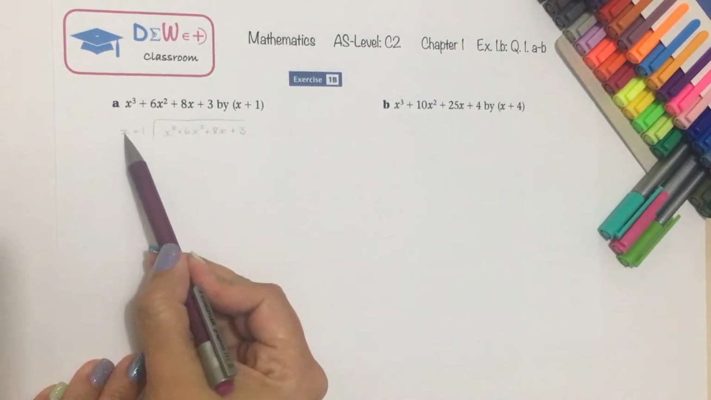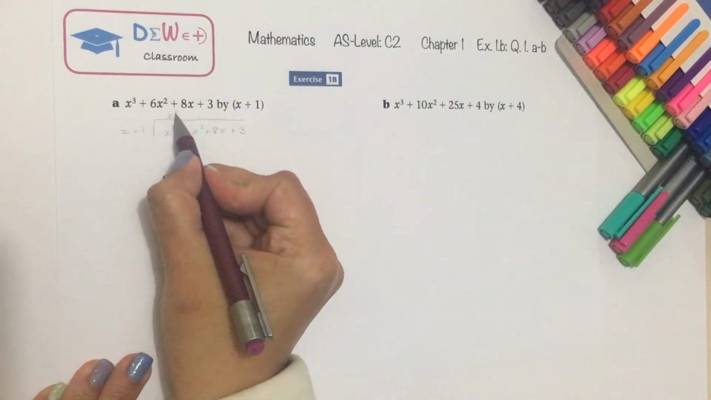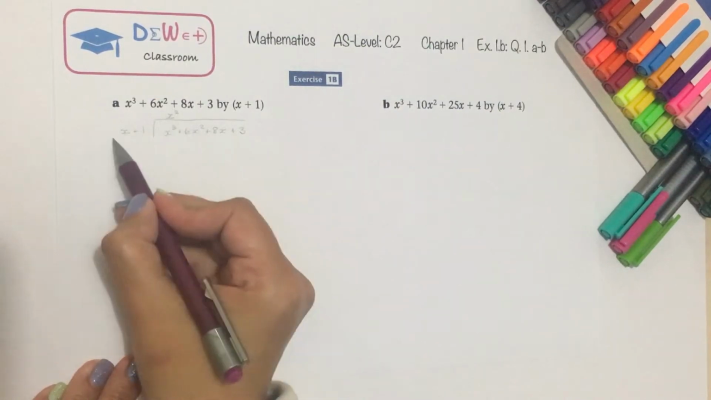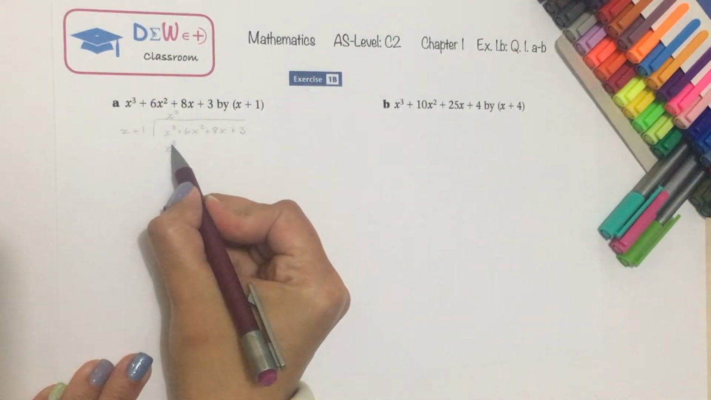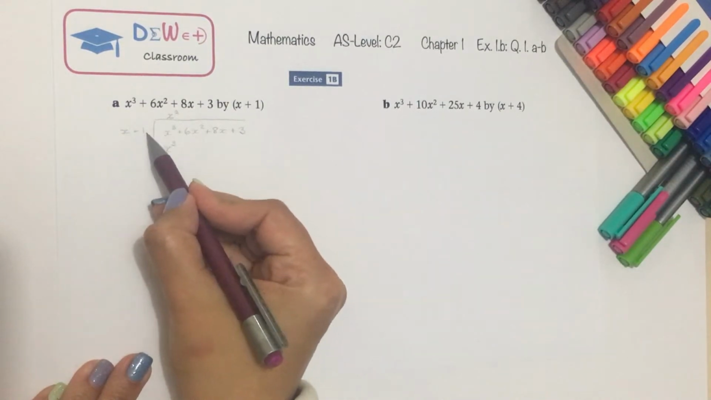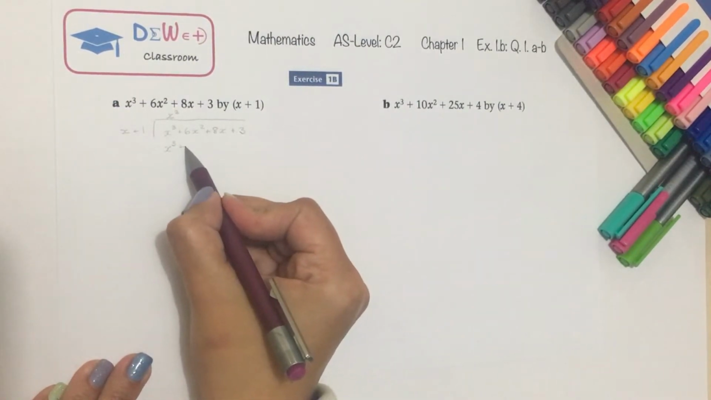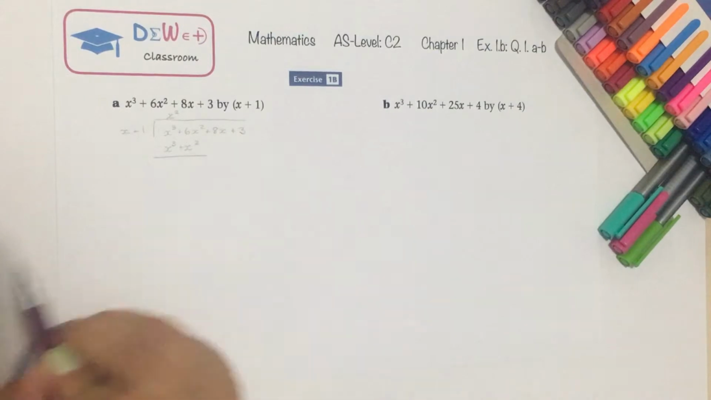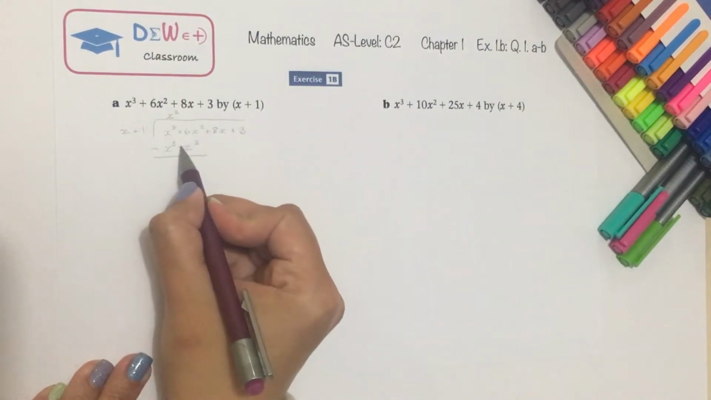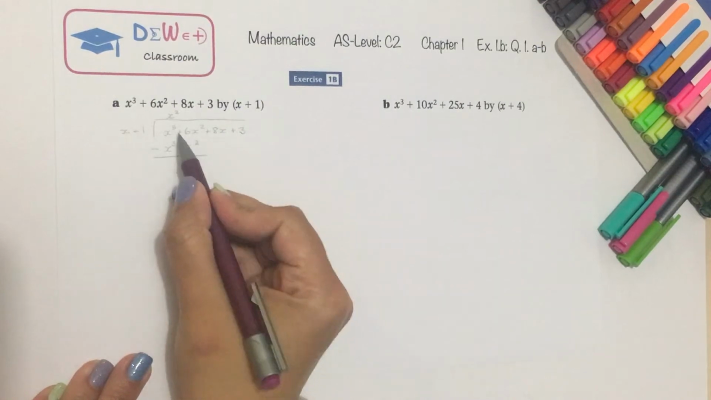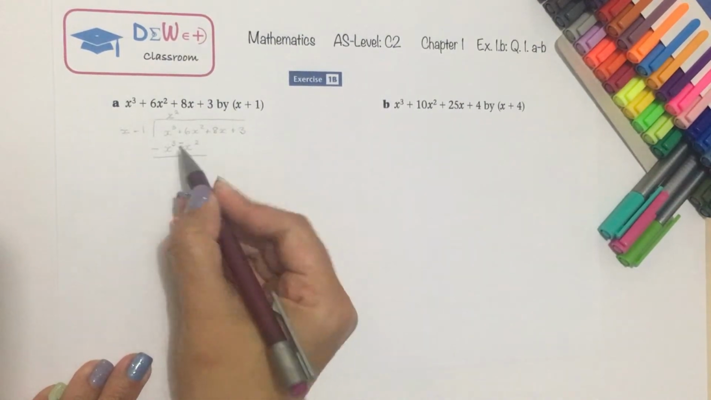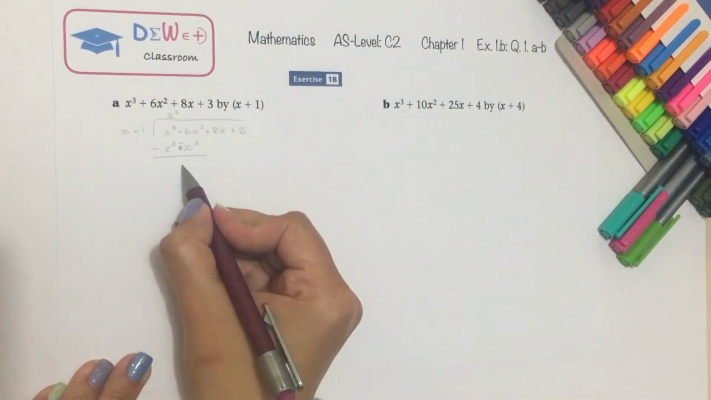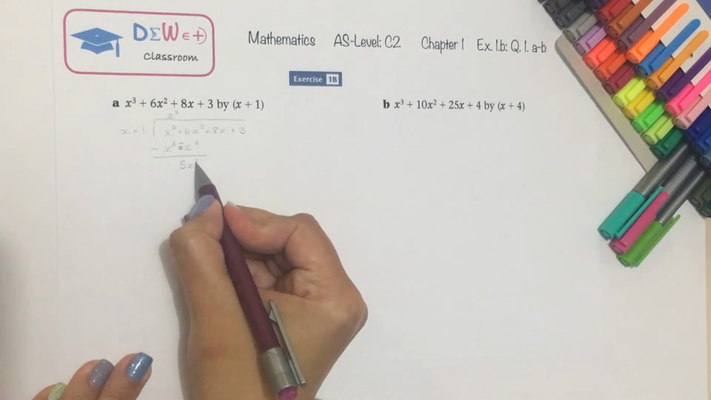So x to the power of 3 divided by x is x squared. Now we can't ignore the plus 1. So we're going to say x squared times x is x to the power of 3. x squared times 1 is plus x squared. Right. Then we need to subtract this. So when we subtract this, we change the signs. So x to the power of 3 minus x to the power of 3 is 0. And then 6x squared minus 1x squared is 5x squared.